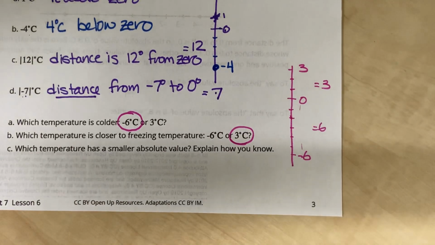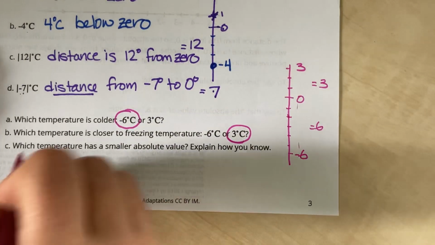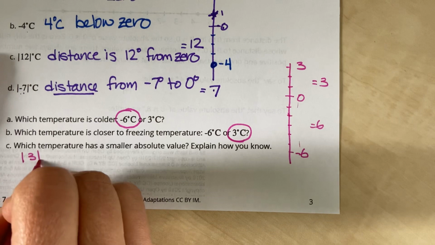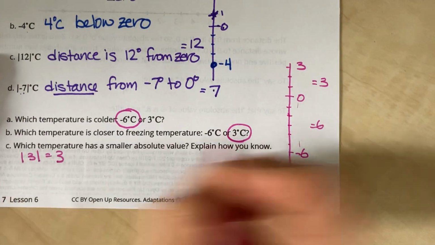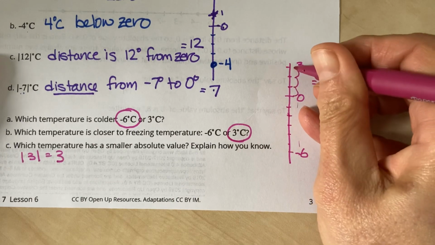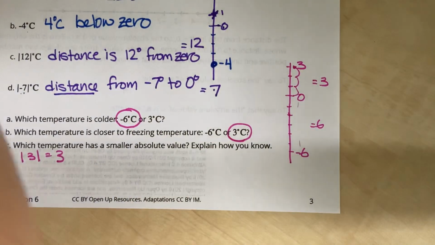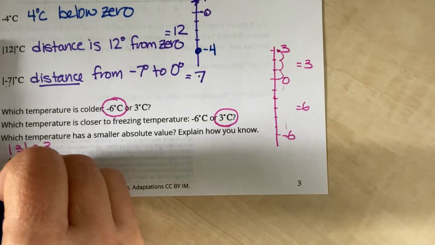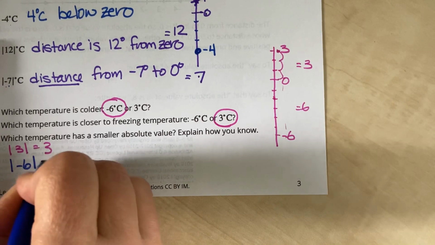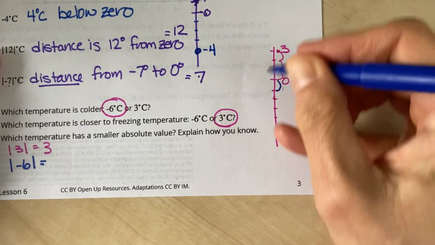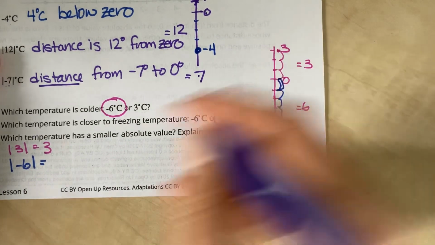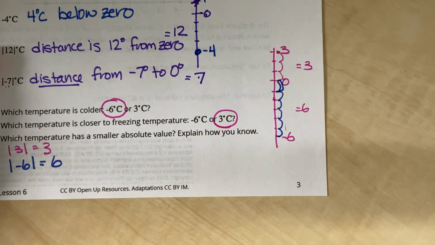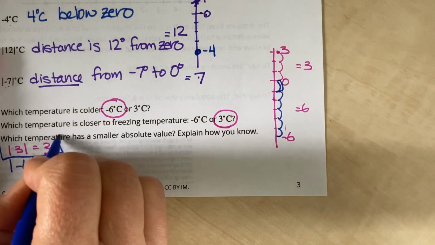So which temperature has a smaller absolute value? The absolute value of 3 we said was 3. The distance from 0 of 3 was 1, 2, 3. If I look at negative 6, the absolute value of negative 6 is, how many places did it take to get me from negative 6 to 0? 1, 2, 3, 4, 5, 6. Okay, which has a smaller absolute value? That guy does.